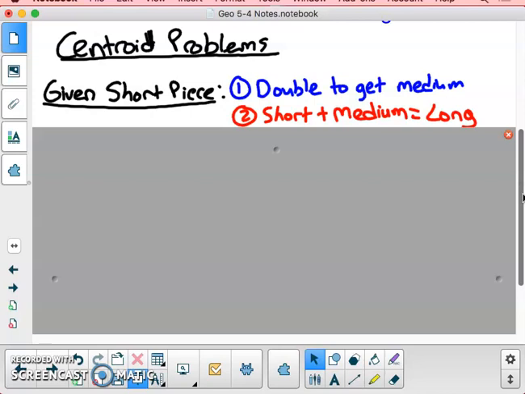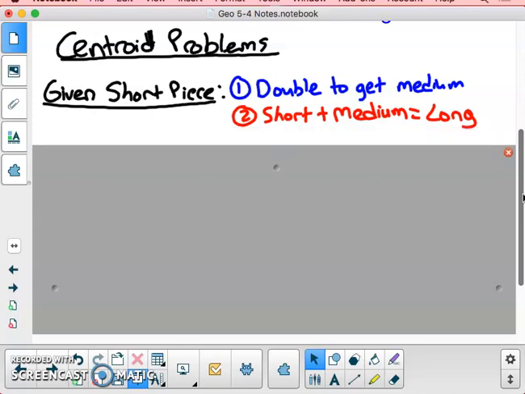Sometimes they'll give you the shortest piece first. We know that the short piece is half as long as the medium piece. So what you could do is double that right away to get the medium piece, and then add those together to get the long piece. Write that part down. Feel free to pause it.